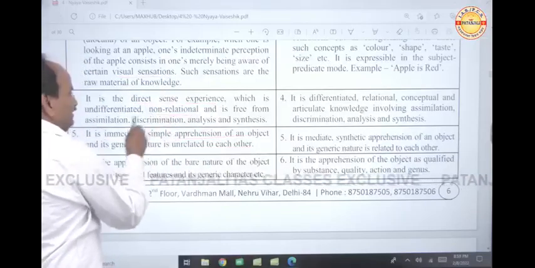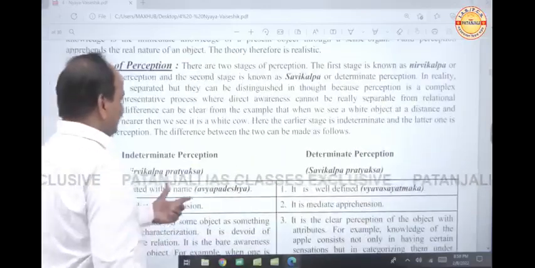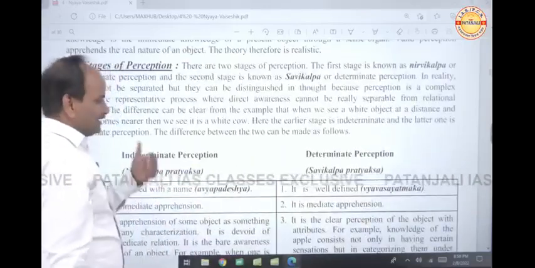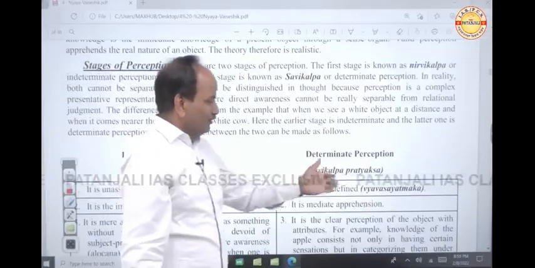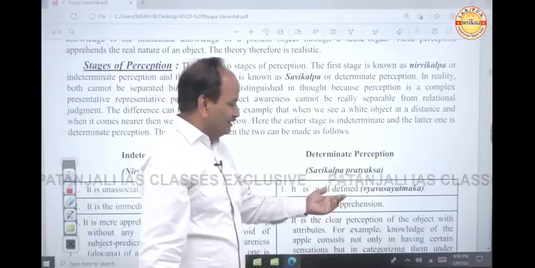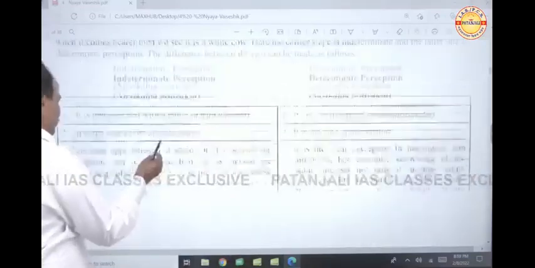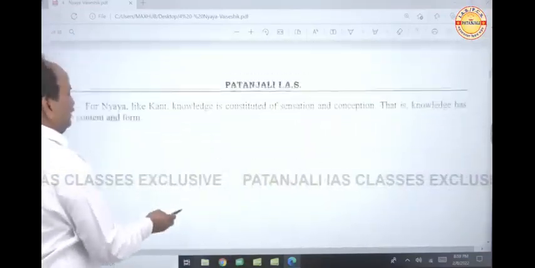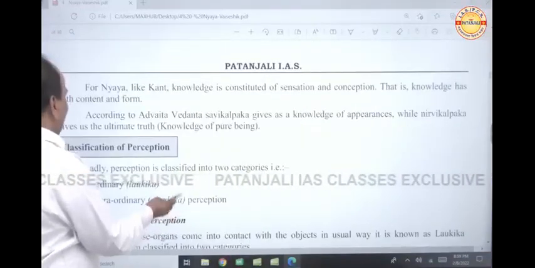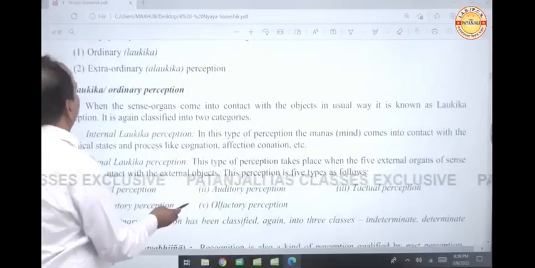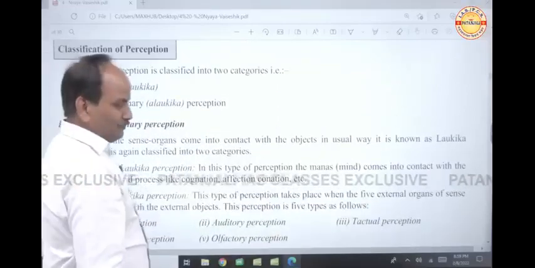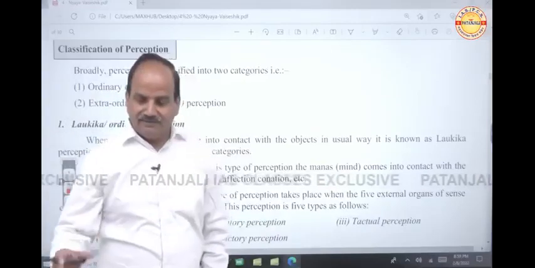So at the very beginning, we find there is something, it is indeterminate perception. Second moment, we find knowledge of object along with characteristics, that is well defined, that is determinate perception. Take help of printed notes in the process of writing these three things. Note down, you will write this.